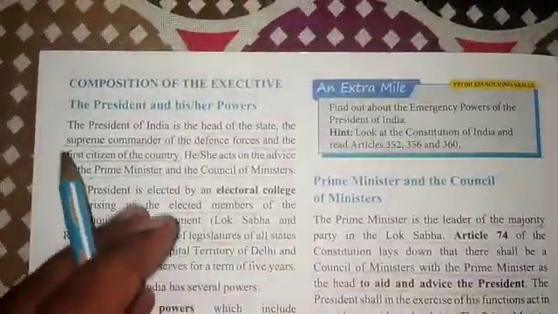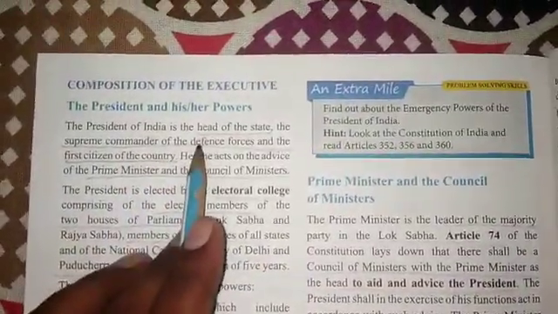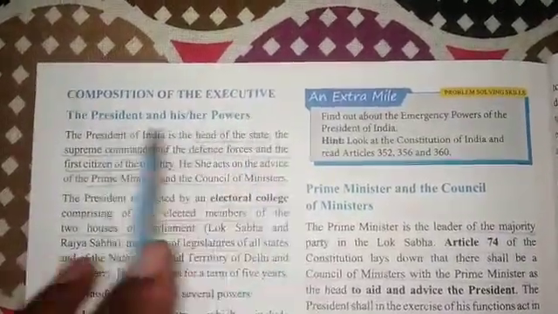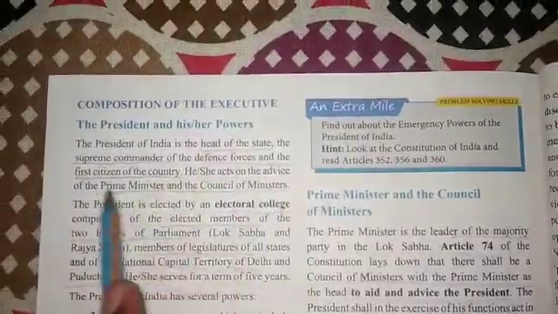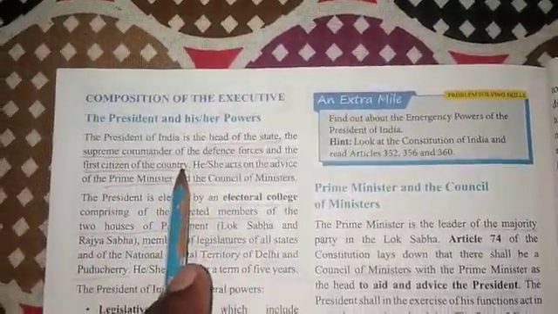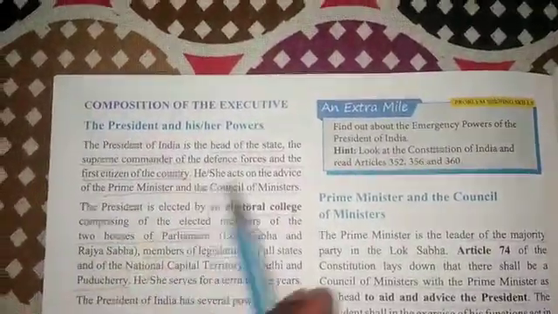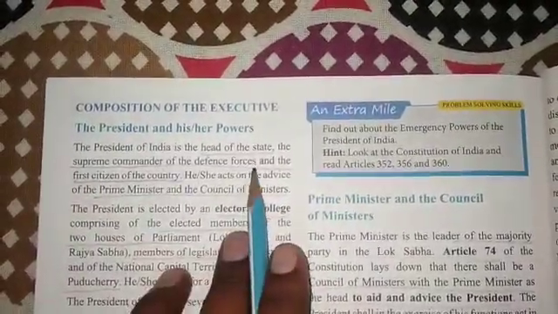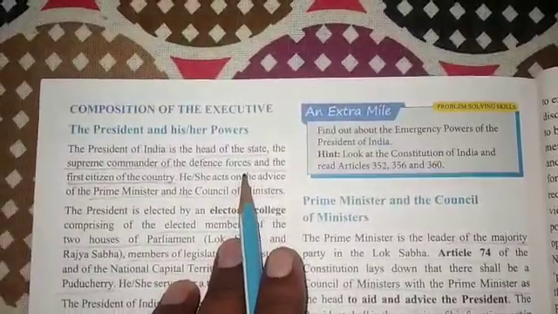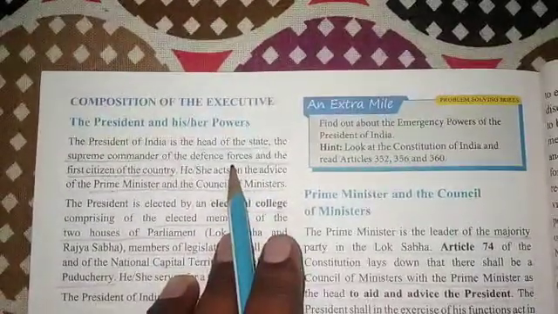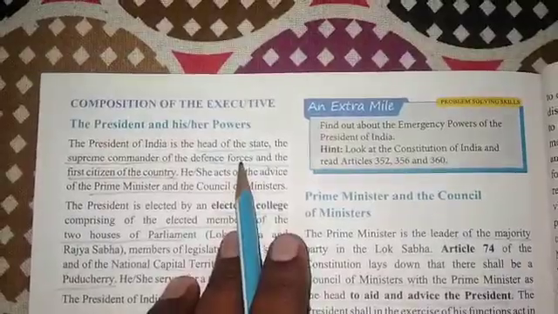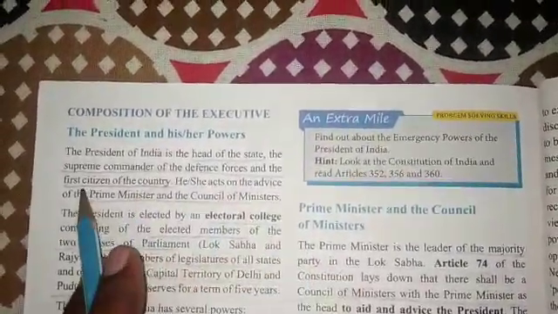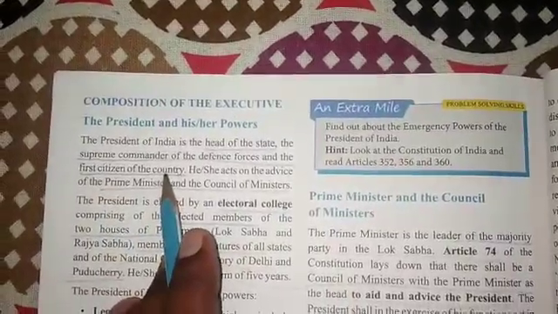Now, the president and his or her powers. The President of India is the head of state and the supreme commander of the defense forces and the first citizen of the country. So, the president is the head of the state, head of the country, and he is also the supreme commander of the defense forces. That is, all the defense forces: the army, navy, and air force. And he is also the first citizen of the country.